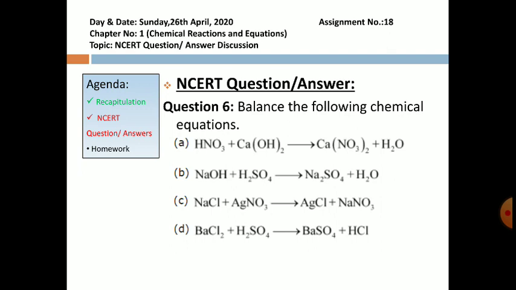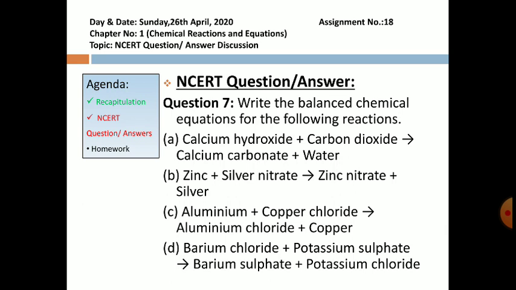So coming to next question, question number 7. Write the balanced chemical equation for the following reactions. 4 reactions are there. First one is A part, calcium hydroxide, which is Ca(OH)2, plus carbon dioxide CO2 gives calcium carbonate CaCO3 plus water H2O. So the balanced chemical equation becomes Ca(OH)2 plus CO2 gives CaCO3 plus H2O.